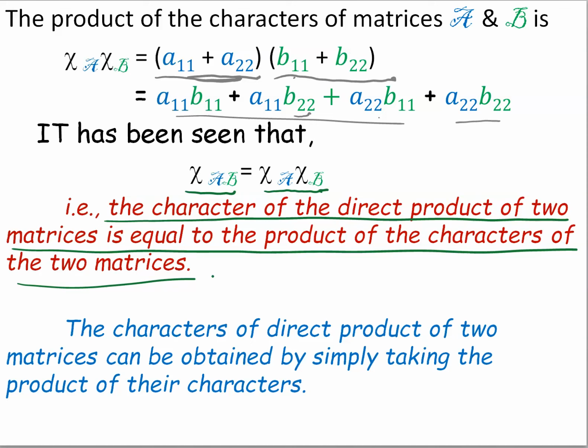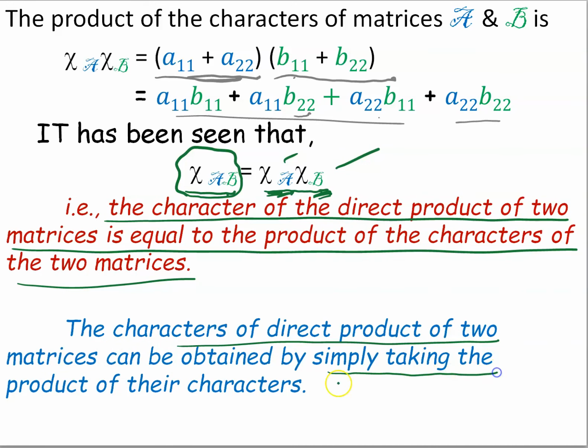Can you understand what I'm saying? That is, the character of the direct product is obtained simply by multiplying the characters of the individual matrices. That is chi AB is equal to chi A into chi B. So no need of writing the big matrix and finding its characters. The characters of the direct product of two matrices can be obtained by simply taking the product of their characters.